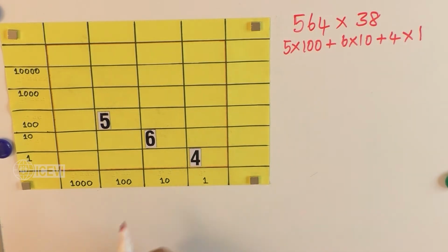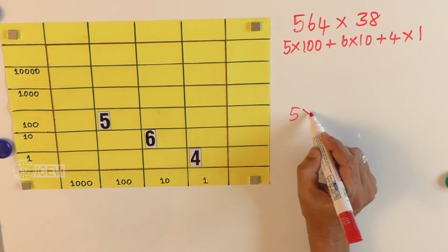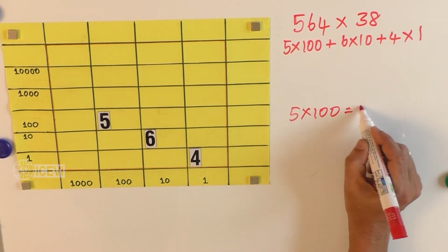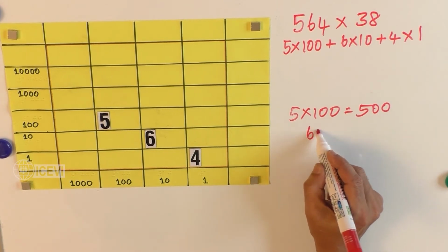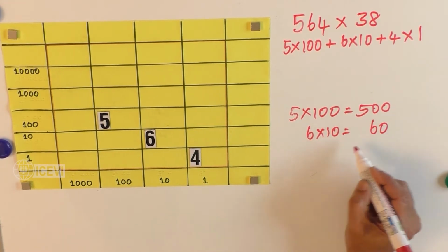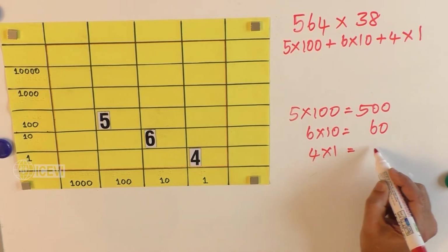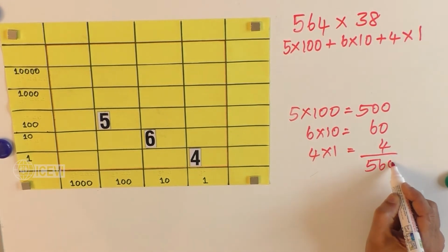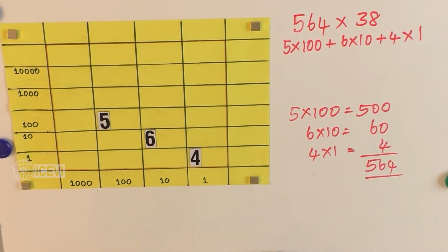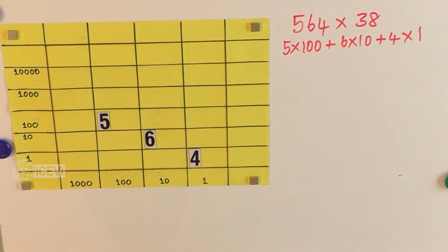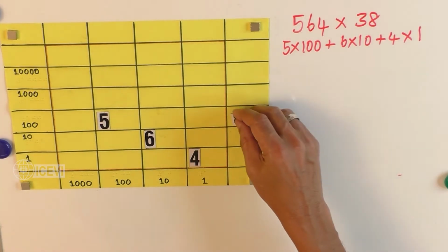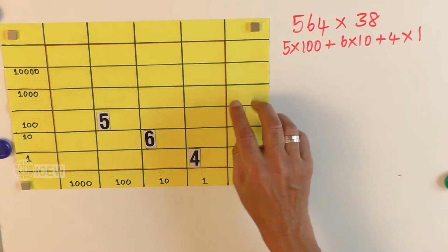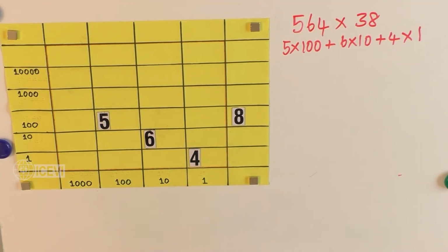So this is nothing but 5 multiplied by 100, that is 500, 6 multiplied by 10, that is 60, and 4 multiplied by 1, that is 4, so that is 564. So we have just interpreted this number in the expanded form. Now we have to multiply it with the 38. The multiplicand has 2 digits, so let us start with the number 8. The 8 should be kept in the reference column, which is the right column of this template.